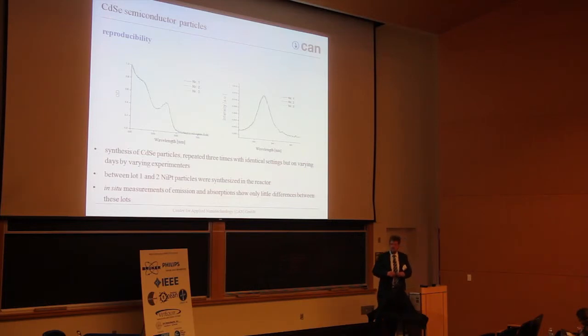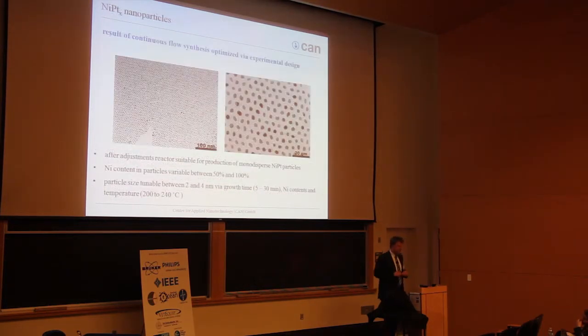We then further expanded the system for core shell particles, and for other semiconductor particles as well. So for example, lead sulfide in the IR. But I don't want to show you this, but what I want to show you is another type of particles, so nickel platinum. Here you see, let's call it the end result after optimization via experimental design. So we like to use experimental design to find the optimal settings to produce a certain size of particle. And here we were looking for very small nickel platinum particles because we wanted to use them as a catalyst. And here you see that they are quite monodispersed, and we were quite pleased with that.